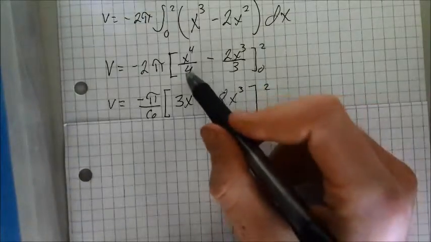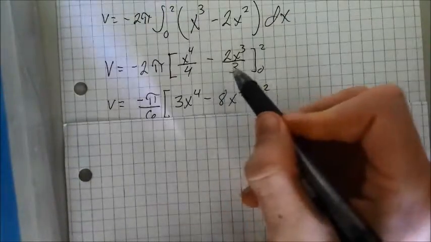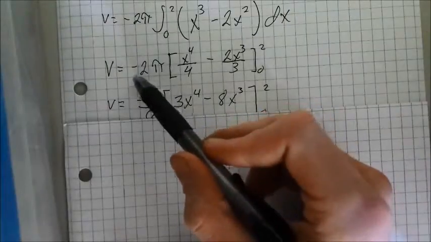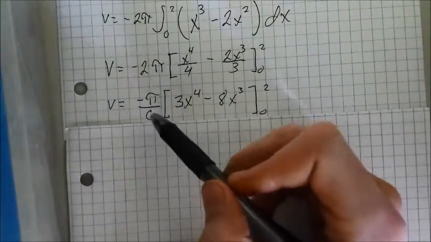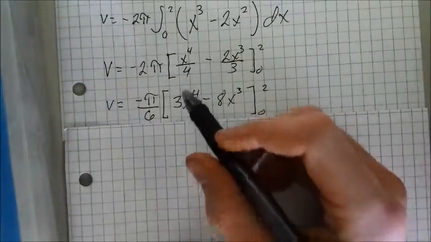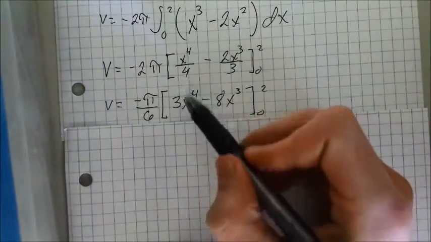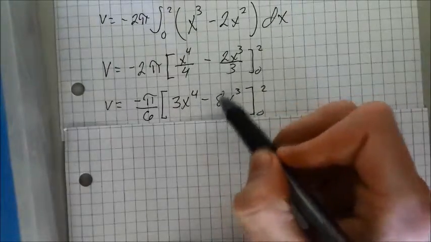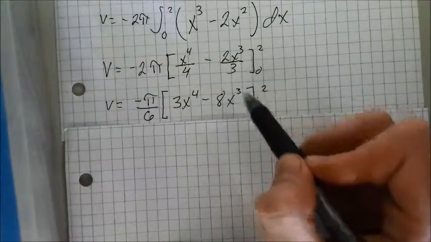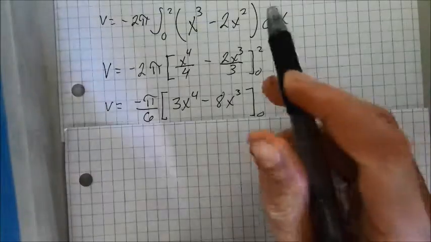And so I'm going to pull out, the lowest common denominator here is 12, so I'm going to pull out a 12 in the denominator, so I have negative 2 pi over 12, which simplifies to negative pi over 6. I just didn't write it. And to do this, I need to multiply this by 3, so I have 3x to the fourth, and this by 4. So I have negative 8, 2 times 4 is 8, x cubed evaluated from 0 to 2.